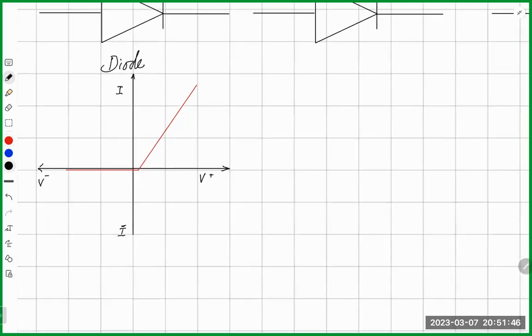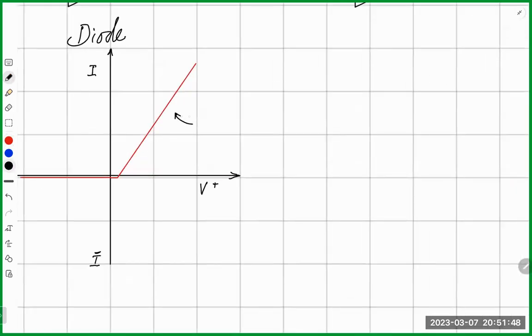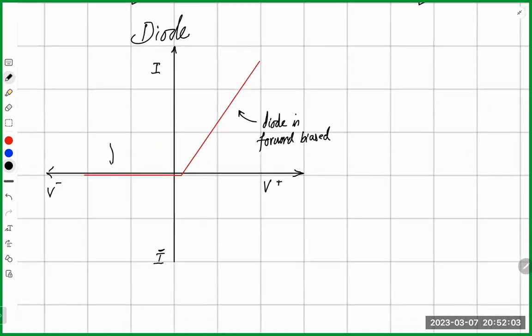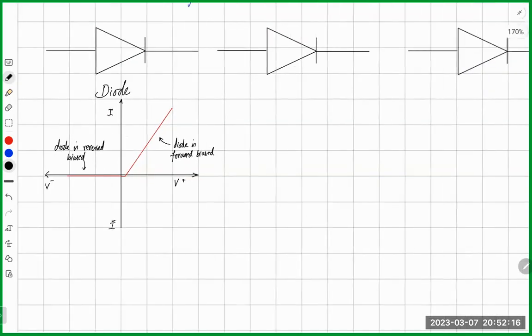So in this situation, the diode is forward biased, and this means the diode is reverse biased. Now, what is forward biased and reverse biased?